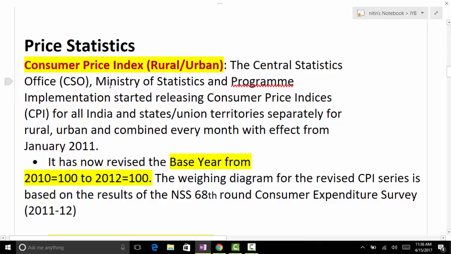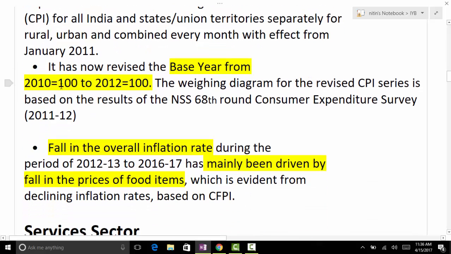Now come to certain indices. So CPI, Consumer Price Index, for rural, urban and combined both. Base year has been changed from 2010 to 2012. So this is the revised base year that is being considered.